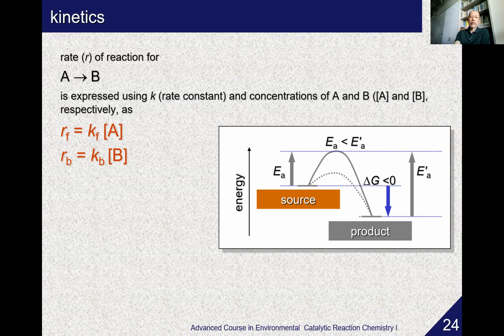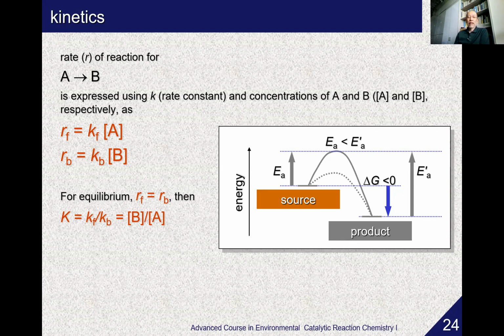When we assume equilibrium between those forward and backward reactions, at equilibrium RF equals RB. In that case, KF over KB, which is called the equilibrium constant, large K, equals B over A. This is equilibrium. Is it right? And this is a general chemical reaction.